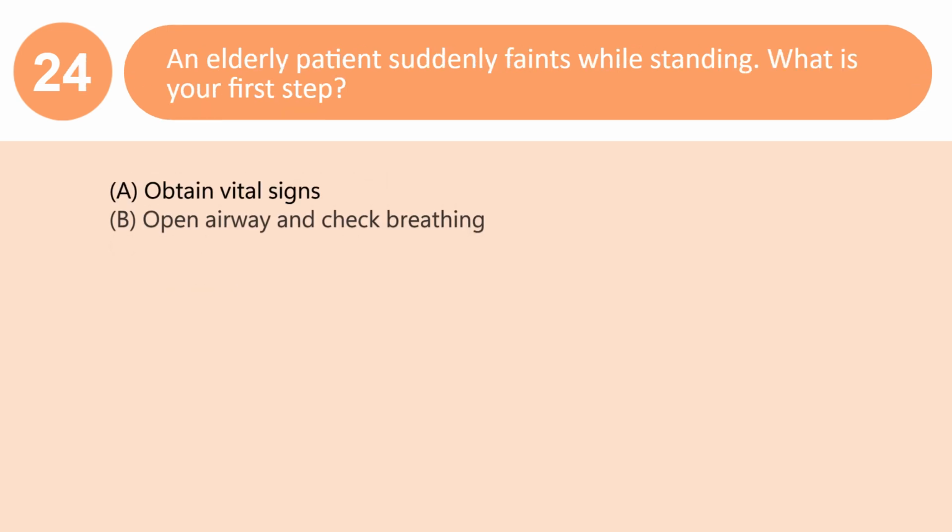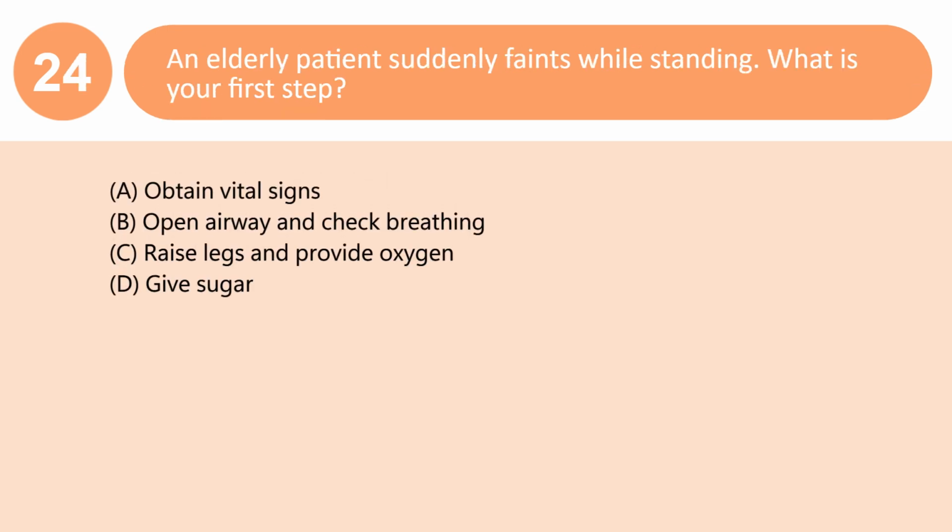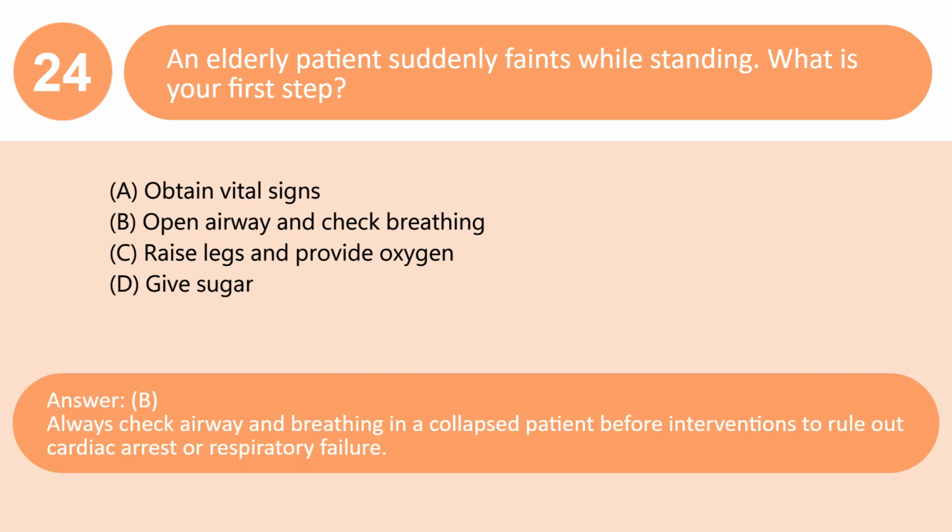An elderly patient suddenly faints while standing. What is your first step? A. Obtain vital signs. B. Open airway and check breathing. C. Raise legs and provide oxygen. D. Give sugar. Answer B. Always check airway and breathing in a collapsed patient before interventions to rule out cardiac arrest or respiratory failure.